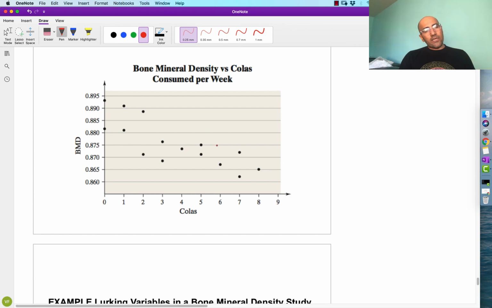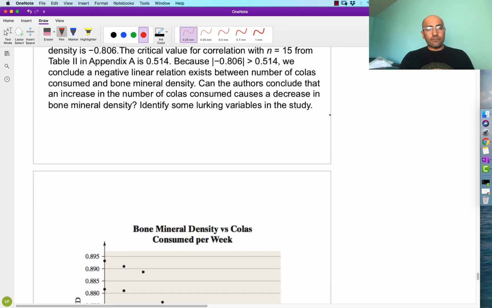And just by looking at it, there seems to be a negative linear relationship, right? So the more colas we drink, the lower this bone mineral value is going to be, right? Less minerals in our bones as we drink more colas. That seems to be it. But how strong is it, right? We need more than just a guesstimate by looking at it. We need an R value.